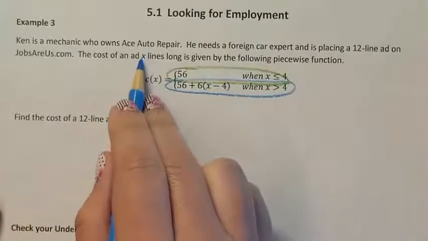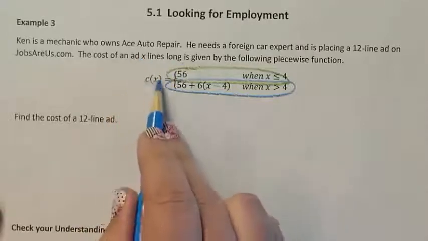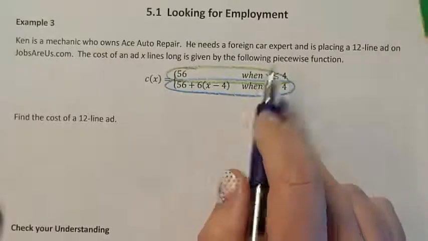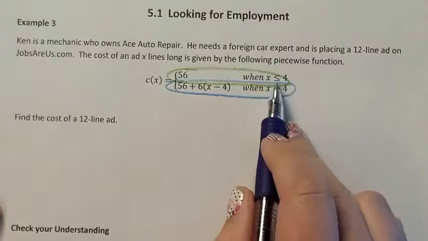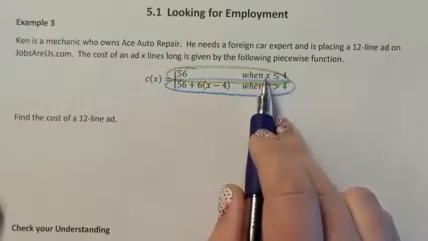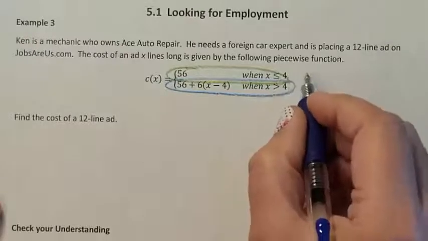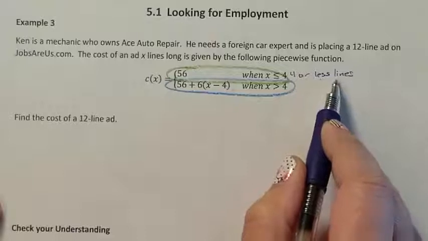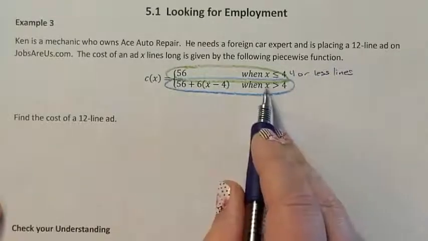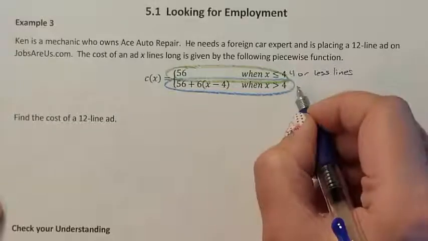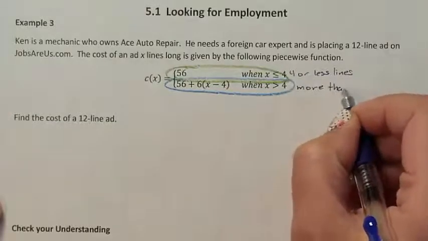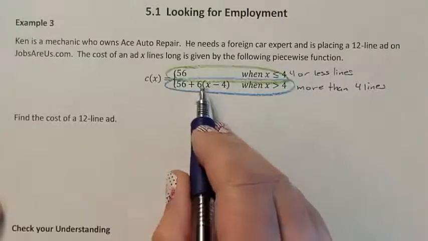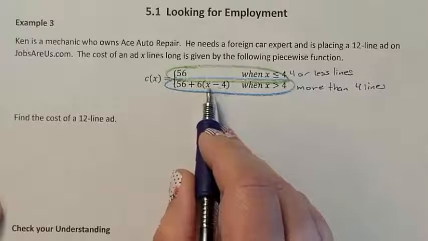So X is supposed to represent the number of lines. So I see that the payment plan depends on the number of lines. If X is less than or equal to 4, meaning if my number of lines is 4 or less, so that's what the green means, I will only pay $56. This says if X was bigger than 4, which means if I had more than 4 lines, I pay the $56, but then I pay $6 for every line after the 4th line.